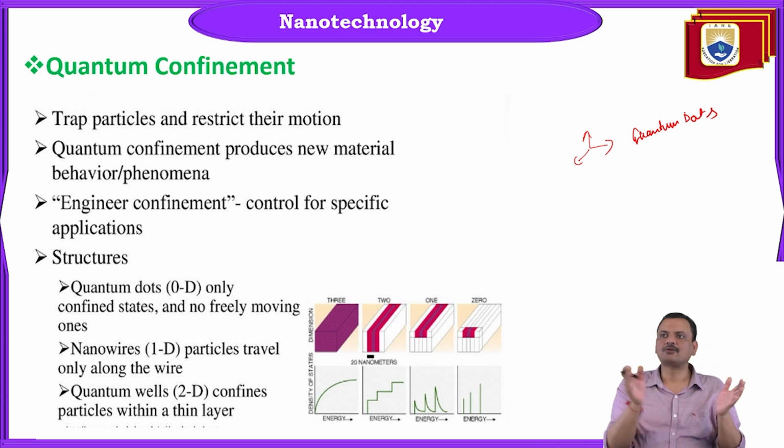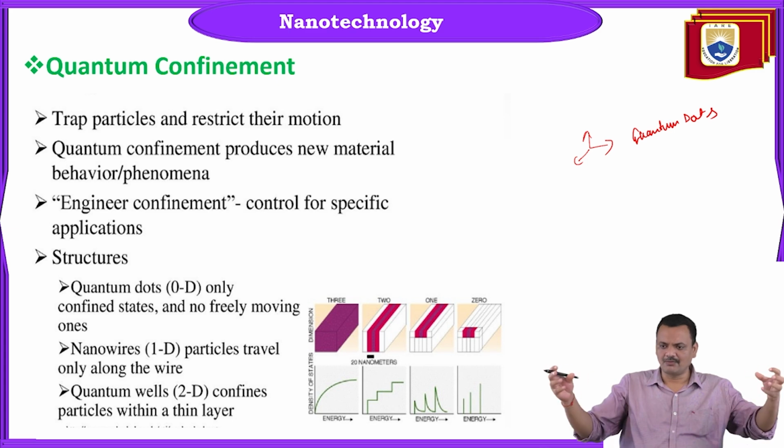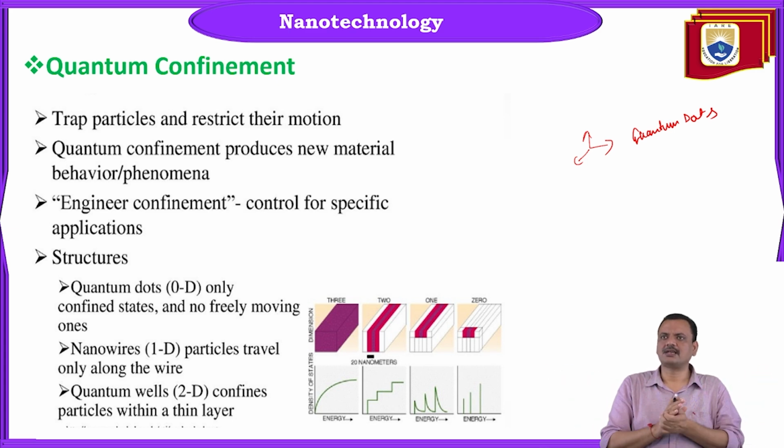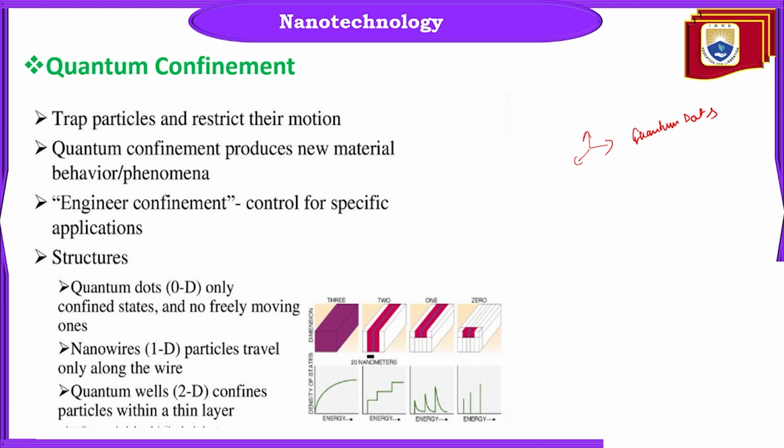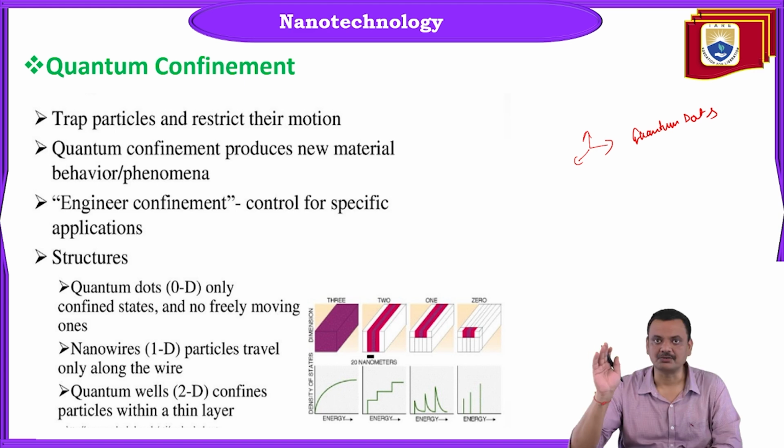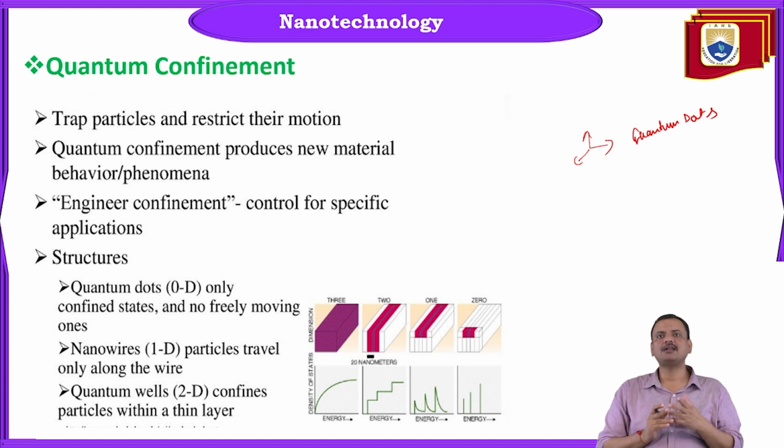If the material can grow in only one direction and the other two directions are confined, such a thing looks like a wire. So you can say that is a nanowire or nanotube. That type of structure has two-dimension restriction and one-dimension growth. So nanowires or nanotubes are a kind of one-dimensional particle that travels only along the wire.